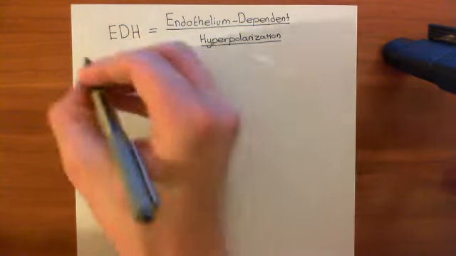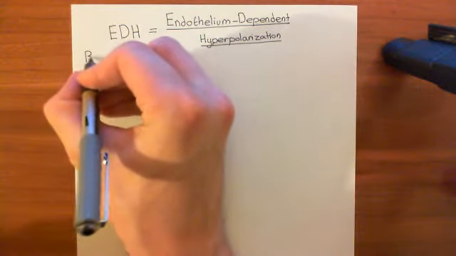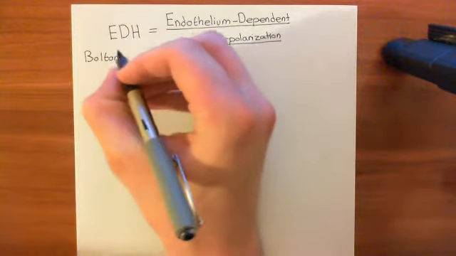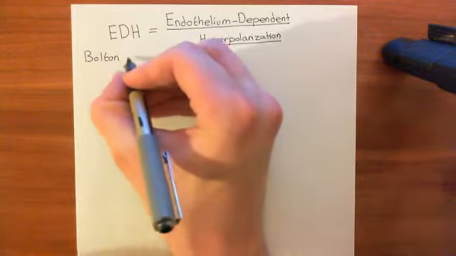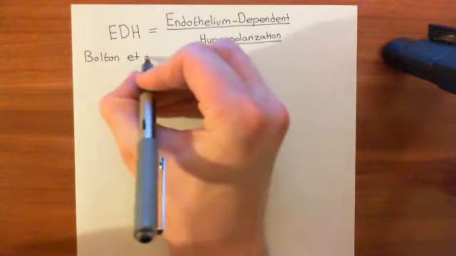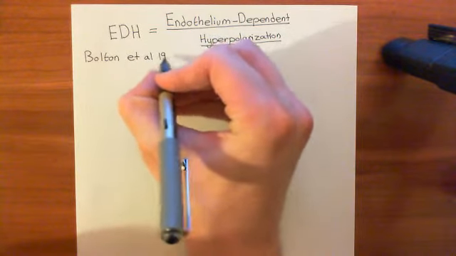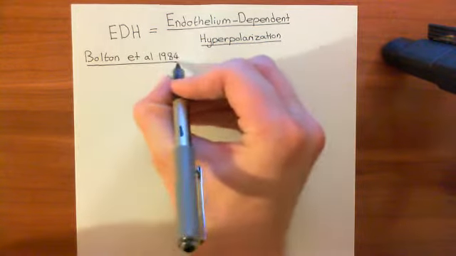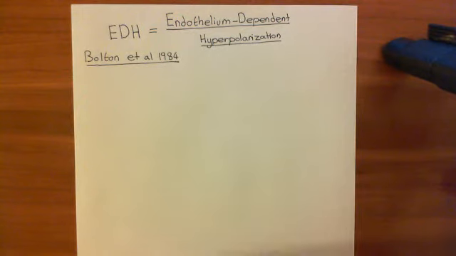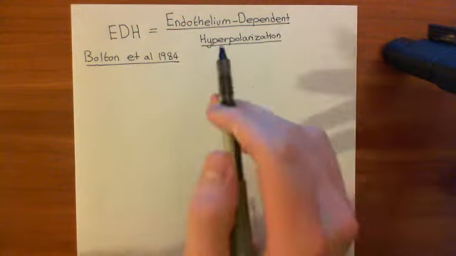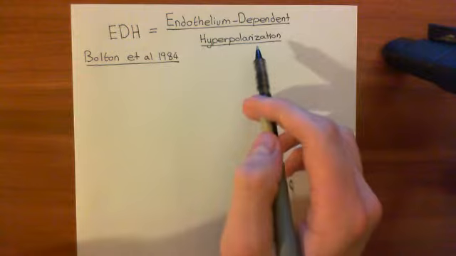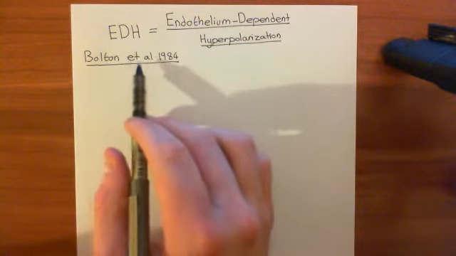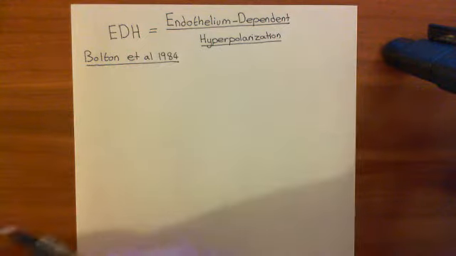Okay, right. So, what is it then? It was first discovered by a group led by a scientist known as Bolton. So this is Bolton et al., and this was in 1984 that it was first seen as a phenomenon, basically. Bolton et al., 1984, were the first people to actually find endothelium-dependent hyperpolarization. So if you're not used to seeing references, et al. means Bolton and colleagues, basically.